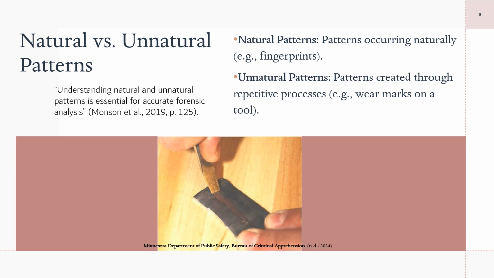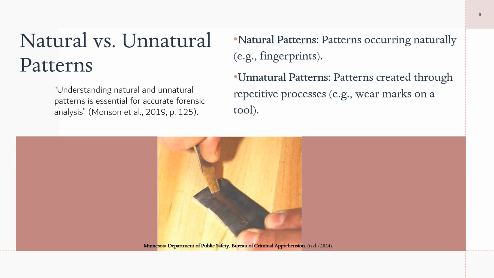Now, in this same article from Monson and Associates, understanding natural and unnatural patterns is essential for accurate forensic analysis. And that does help narrow down whether something happened naturally or unnaturally. Then that can help narrow it down to less of what that object could be.